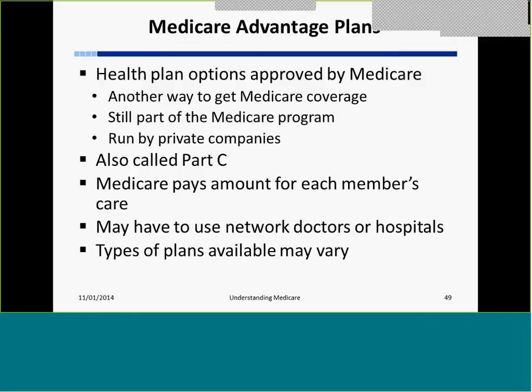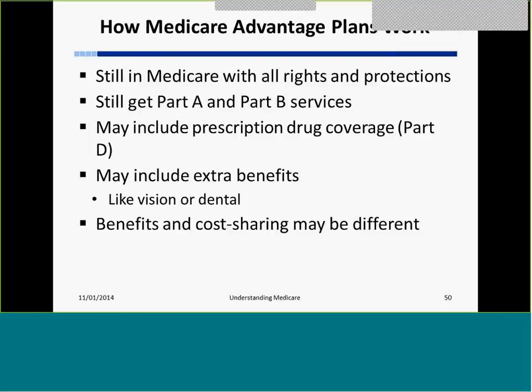So they're called Part C. They may have networks, so on and so forth. And again, they fill in Medicare with all rights and protections. They get all A and B services. Medicare Advantage is what they call actuarially equivalent to original Medicare, which means they cover all the same services.